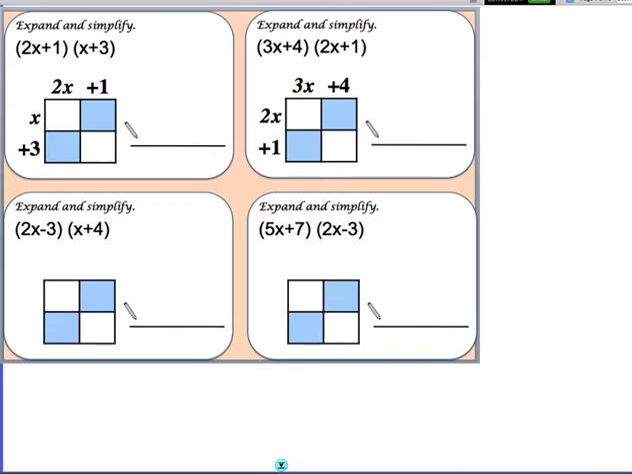Right, so I'm going to go through a few expanding brackets. With expanding brackets, what you want to do is look at the first bracket and look at the first term inside the bracket and multiply that by the first term in the other bracket. So 2x times x leaves you with 2x squared.